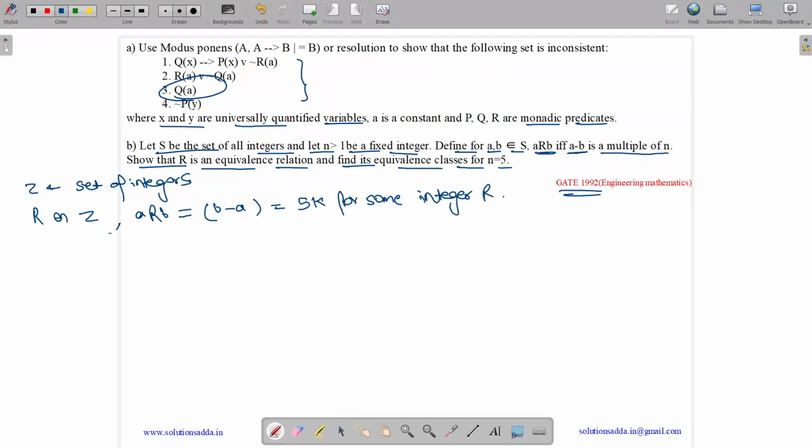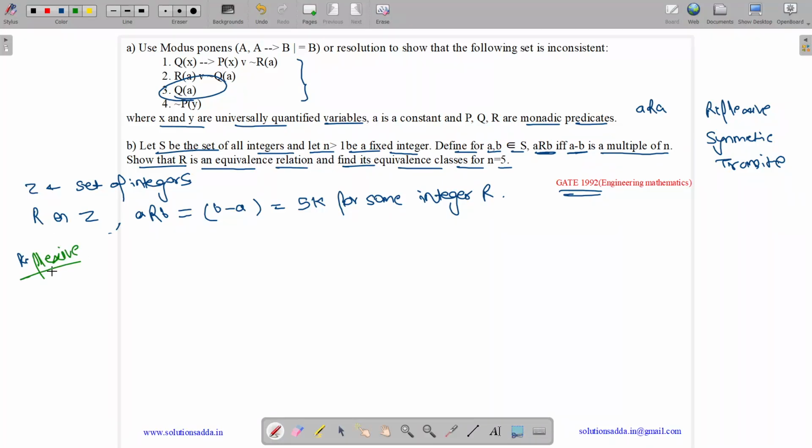This is our definition of our relation. Okay, now let us show that R is an equivalence relation. So for an equivalence relation, we need to prove 3 properties: reflexive, then symmetric, then transitive property. What does reflexive property mean? Reflexive property means A is related to A. So let us prove reflexive property.